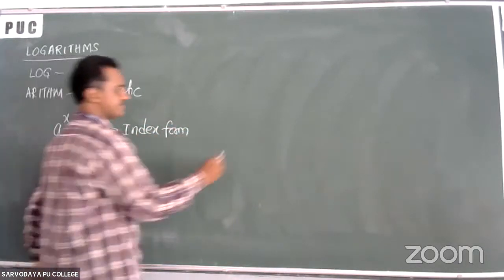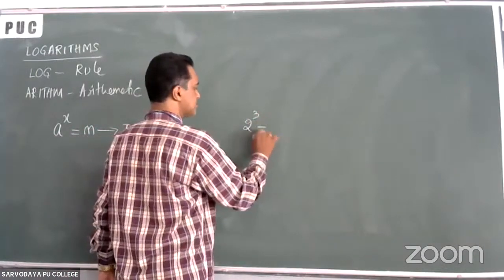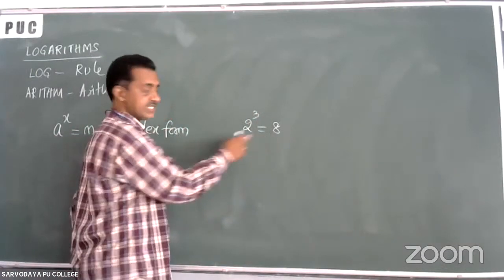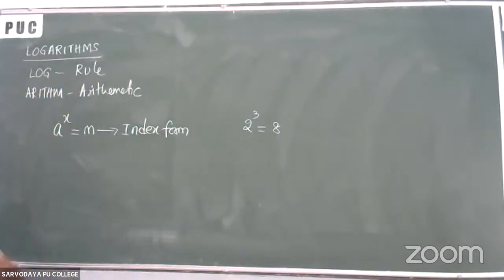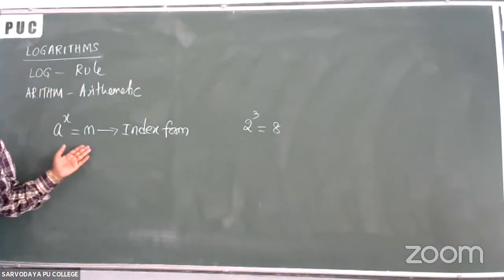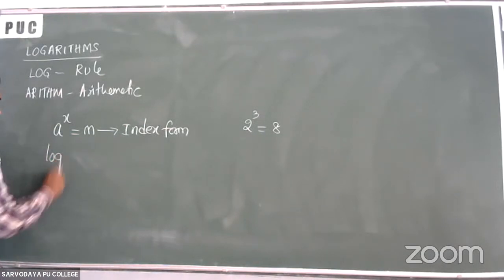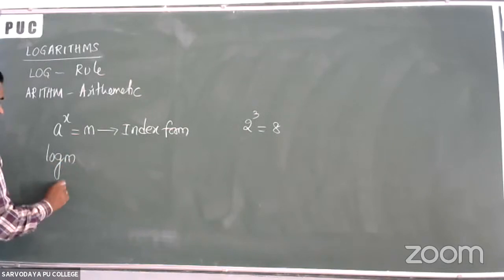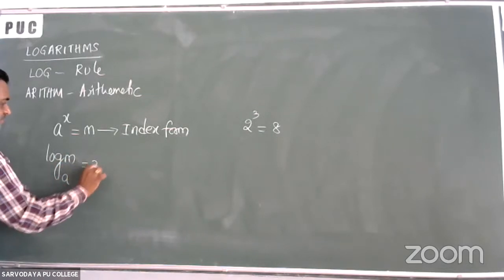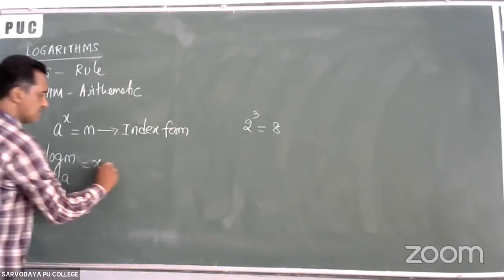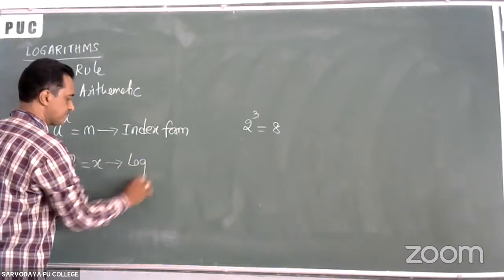2 square or 2 cube is equal to 8. 2 is multiplied 3 times and the value is 8. So a to the power of x is equal to m, this is in the index form. The same thing in logarithmic form is log of m to base a is equal to x. This is called logarithmic form.